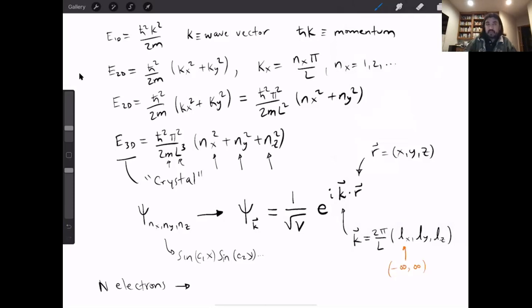The one that has the lowest energy is this one, where this is 1, 1, and 1, so we have 1 squared plus 1 squared plus 1 squared, and then whatever value of energy it is in this 3D crystal. But this one goes from negative infinity to infinity. So we're going to find the lowest energy eigenstate is the one that corresponds to K.